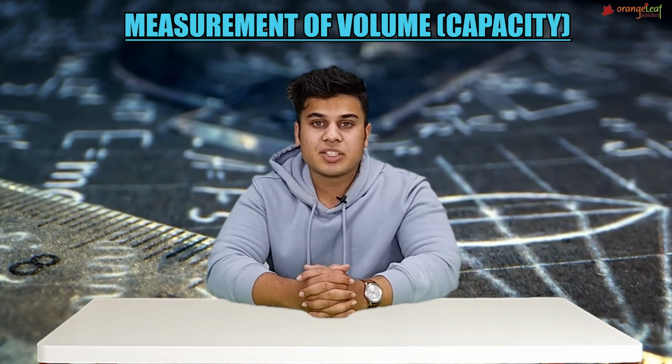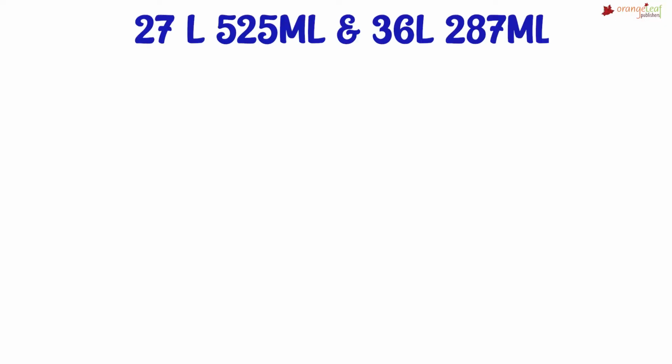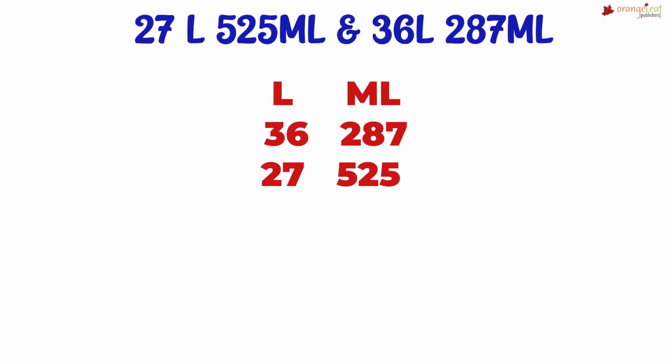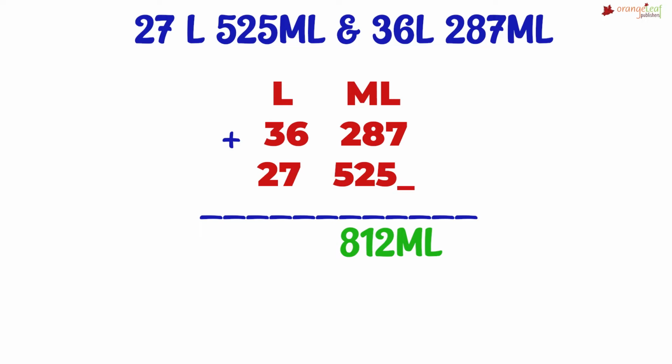We now have to arrange the numbers in the column and find the sum. 27 liters 525 milliliters and 36 liters 287 milliliters. Since 36 liters is greater than 27 liters, we write 36 liters above. We now move to the milliliters column, which is 287 milliliters plus 525 milliliters, which gives us 812 milliliters. We now move to the liters column, which is 36 liters plus 27 liters, which gives us the answer as 63 liters.